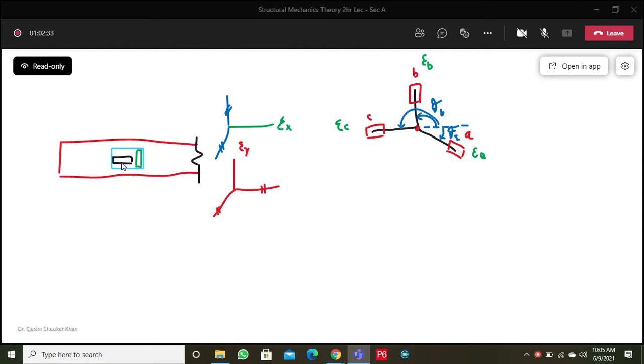Just remember one thing, that our reference remains the same, and it should be the positive x-axis. ठीक है? So this is positive theta B, this is positive theta C, this is negative theta A. So now from the strain rosette, you have epsilon A, epsilon B, epsilon C, theta A, theta B, theta C. Now your target is to calculate the plane state of strain.